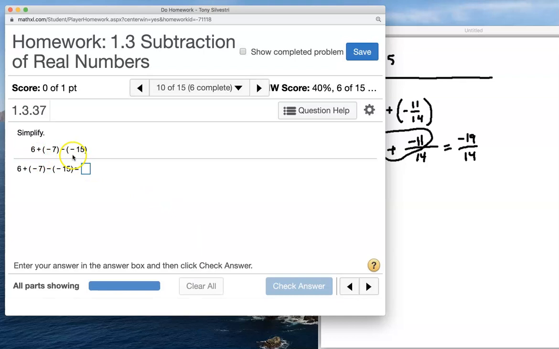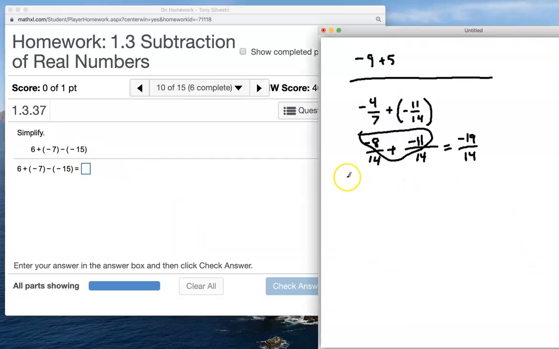Same deal here. Remember, when you have more than two terms, what you're going to do is two at a time. 6 plus a negative 7, okay, minus a negative 15. So left to right order, do two at a time.